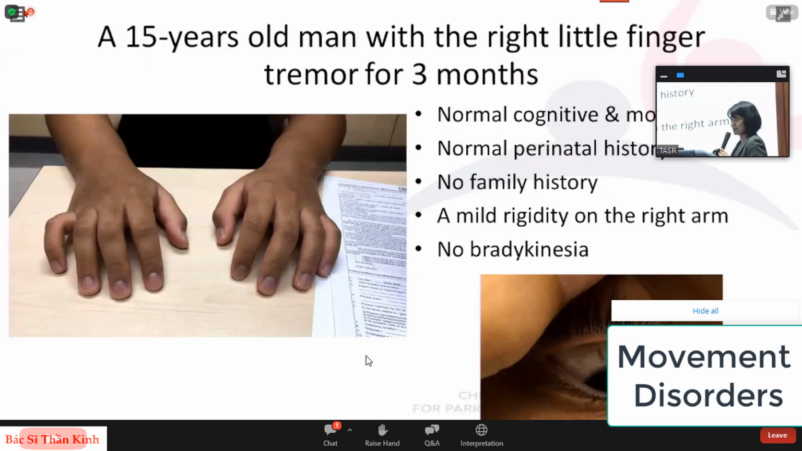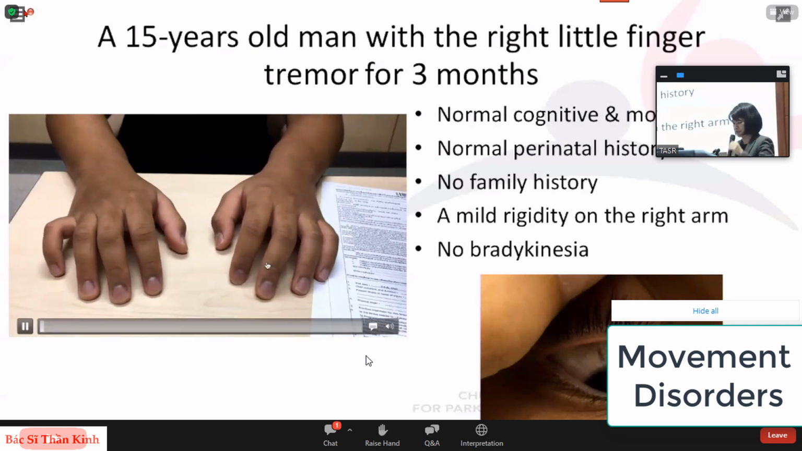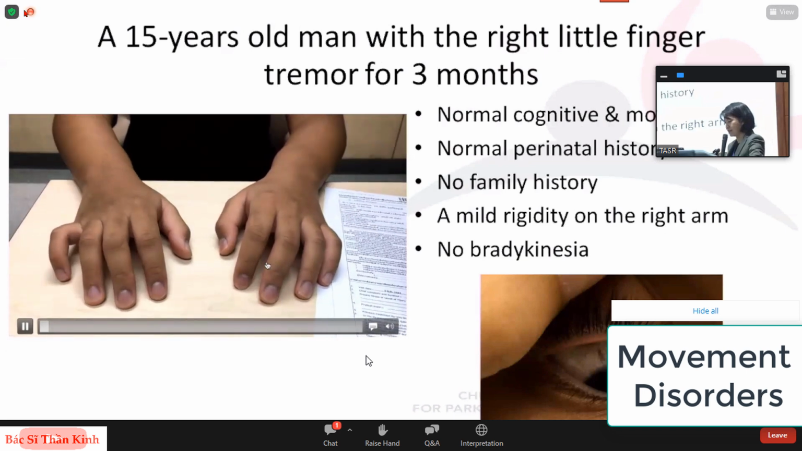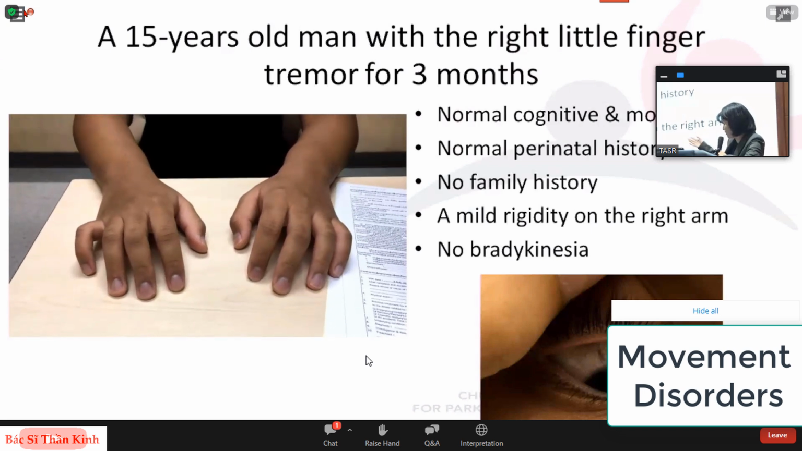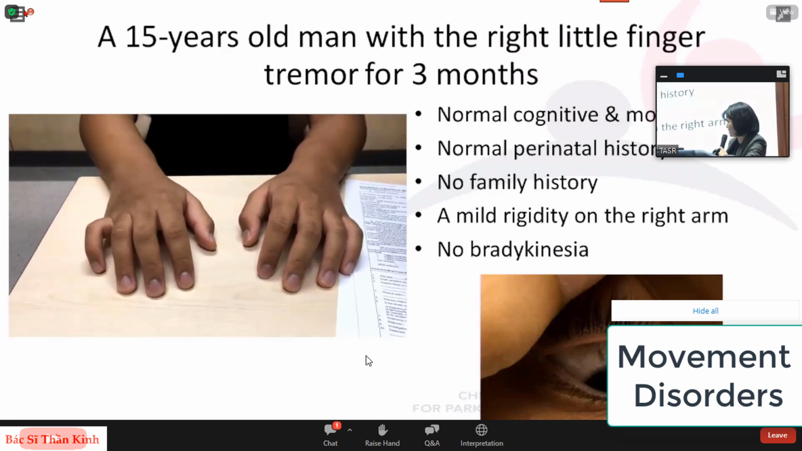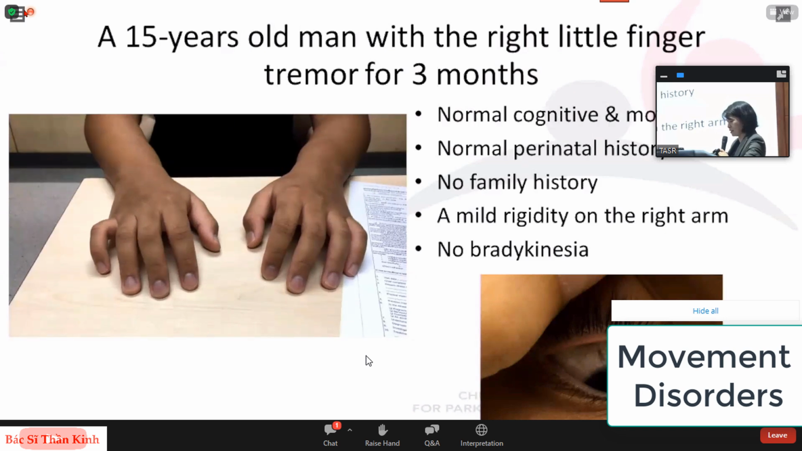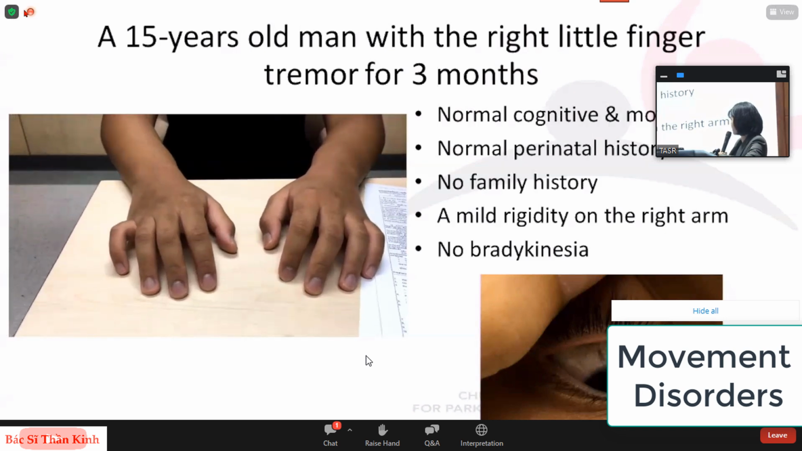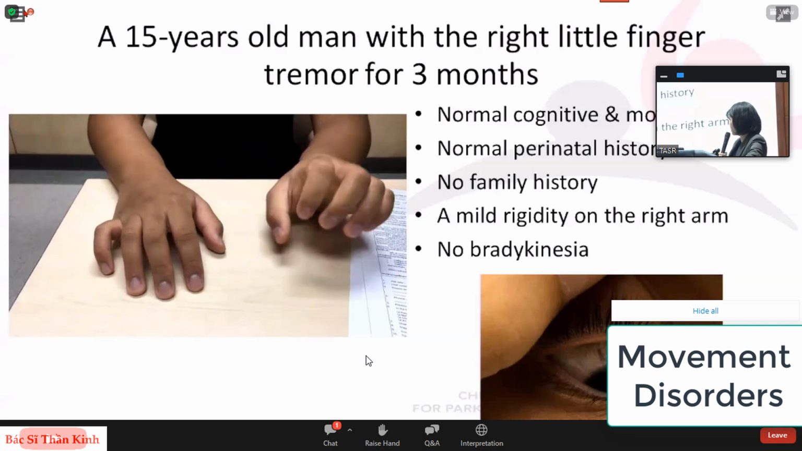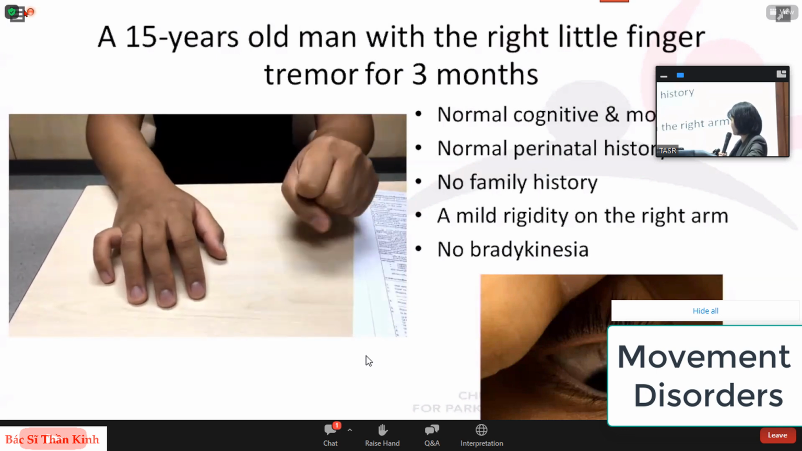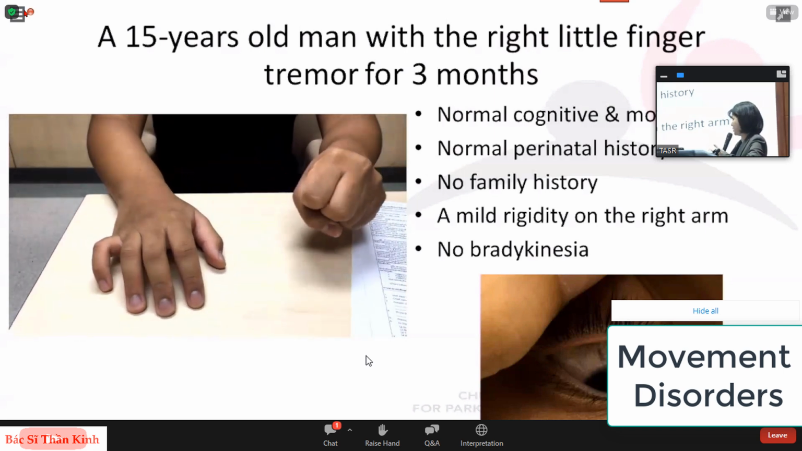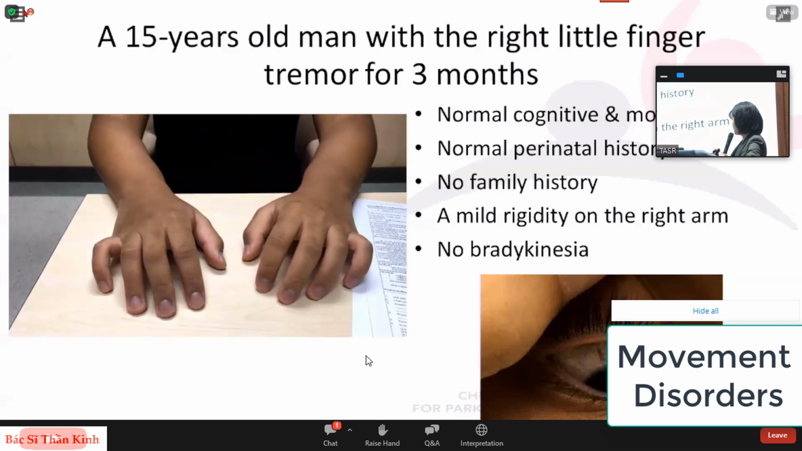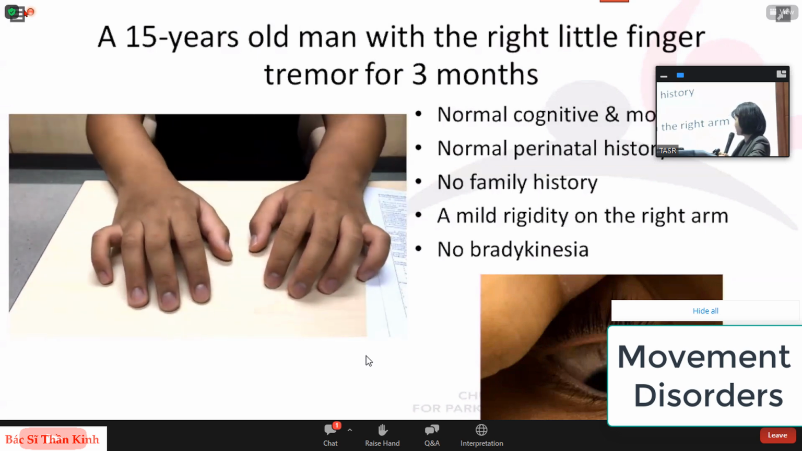And the next case, oh, I have the answer. He is a 15-year-old boy with a history of little finger tremor. He only complained of this tremor on his little finger for 3 months. He also has normal cognition and mood, normal perinatal history, and no family history. But on examination, apart from the tremor that you see in this video, we found very mild rigidity on the right arm.